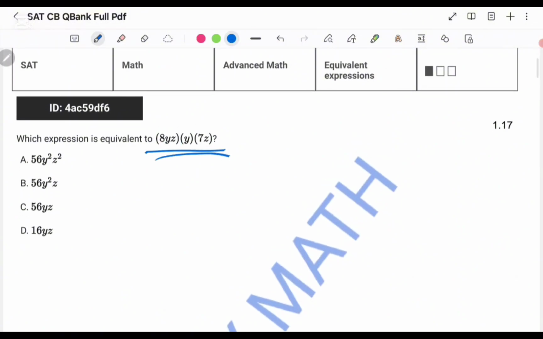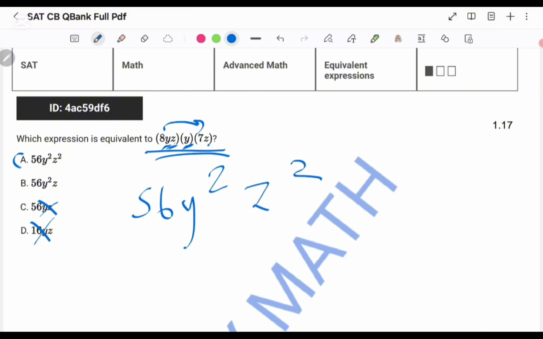Now going ahead, moving forward, we have this expression. Now these are all multiplied, and this is very fun. If you first of all multiply the 8 with the 7, you're going to get 56, which is in all of the answer choices except D, so D is wrong. Now when you have the 56, you multiply the constants, you have two y's, and when you multiply, we add the powers, so we have y squared. So again, C is wrong, and if you do the z with the z, you have z squared. So that's going to leave us with answer choice A.